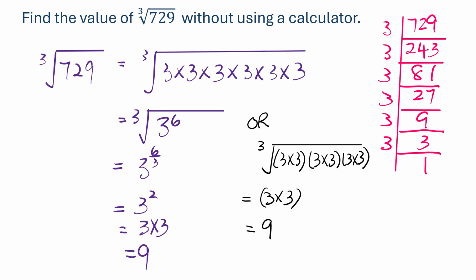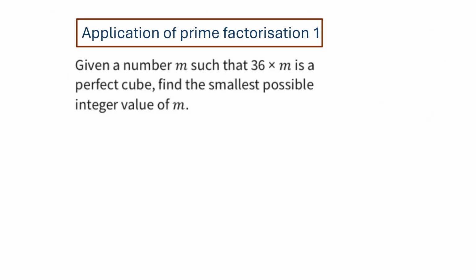Let's look at how we can use the concept of prime factorization to solve some problems. Supposing we're given a number m such that 36 times m is a perfect cube, and we are asked to find the smallest possible integer value of m. How do we go about doing it? What is an integer? An integer is basically a whole number. We can have positive or negative integers, including 0. 0 is an integer, but it's neither positive nor negative.